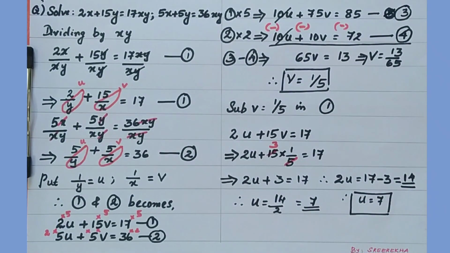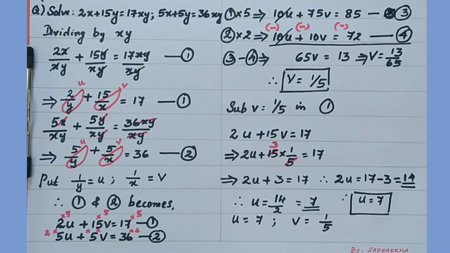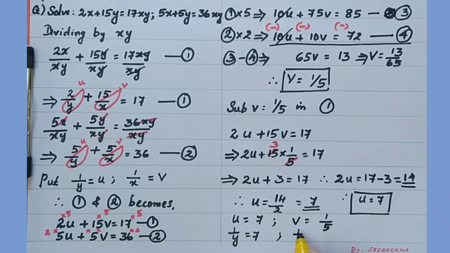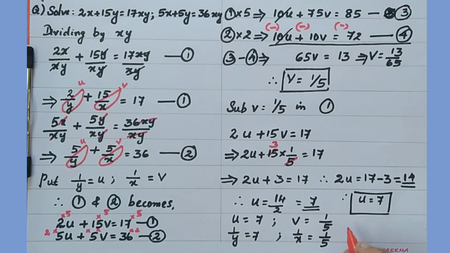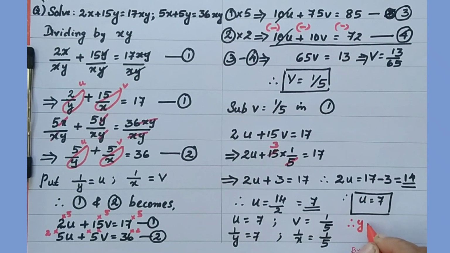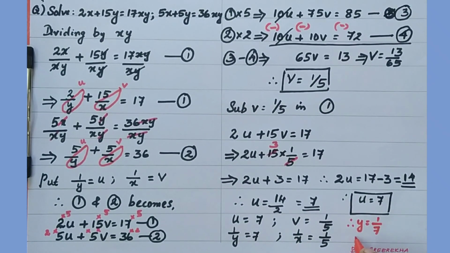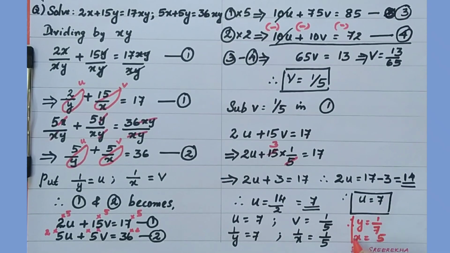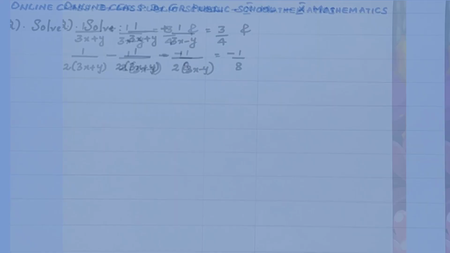You need to find the values of x and y. Therefore, u equal to 7 and v equal to 1 by 5. What is u in the question? 1 by y. 1 by y equal to 7. And what is v? 1 by x equal to 1 by 5. Taking reciprocal, you get y equals 1 by 7 and x equal to 5 are the solutions. Hope you understand this. Come with the next question.